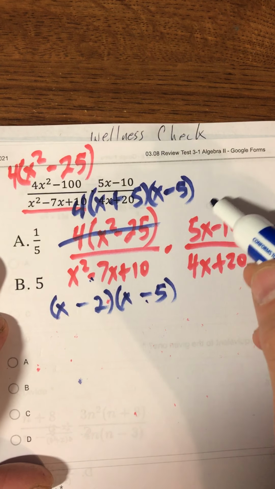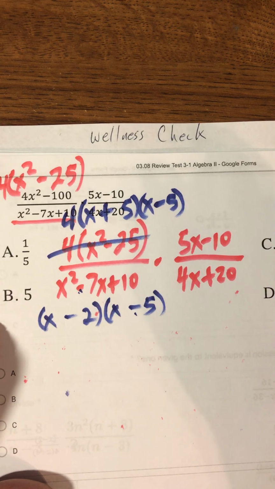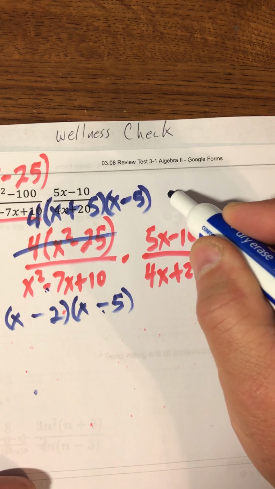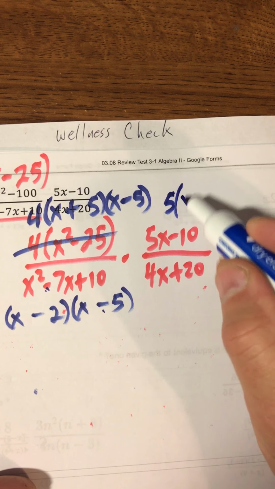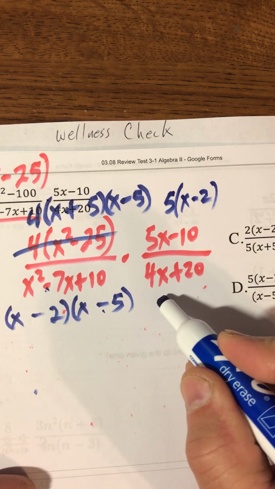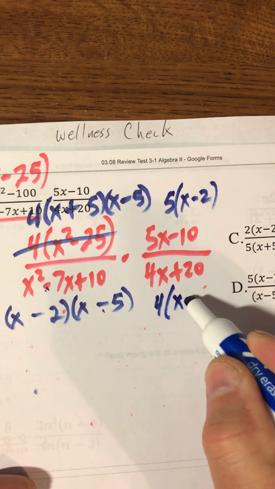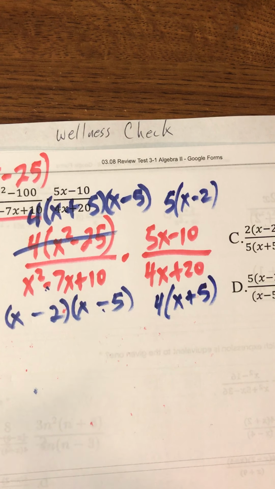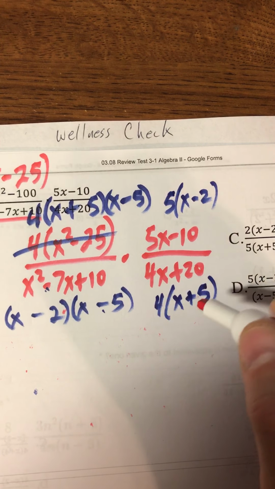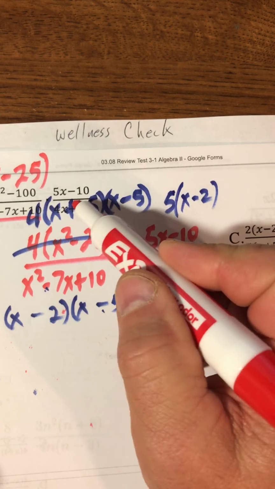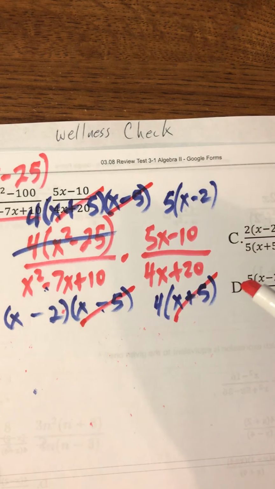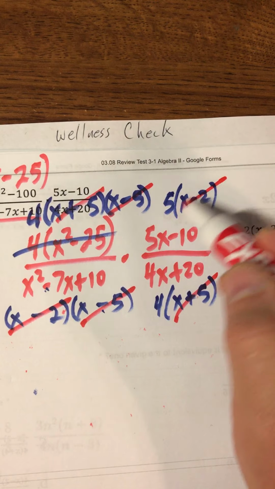So up here, we've got a GCF, so I'm going to factor out a 5. So 5, and then that leaves x minus 2. And on the bottom, the GCF only, so 4, and then x plus 5. Now, we start reducing. You see that we have an x plus 5, cancels out the x plus 5. This x minus 5 cancels x minus 5. x minus 2 cancels x minus 2.